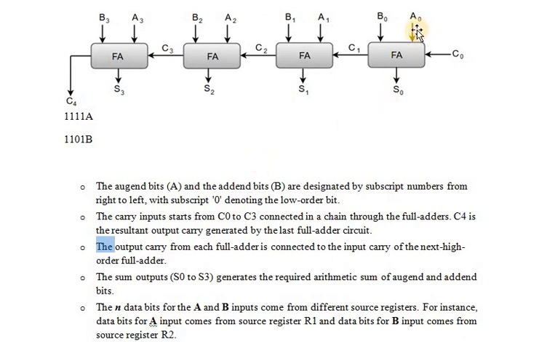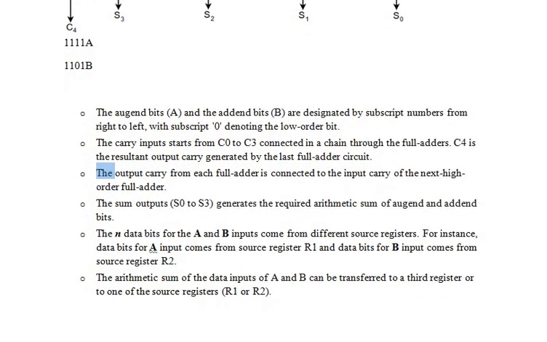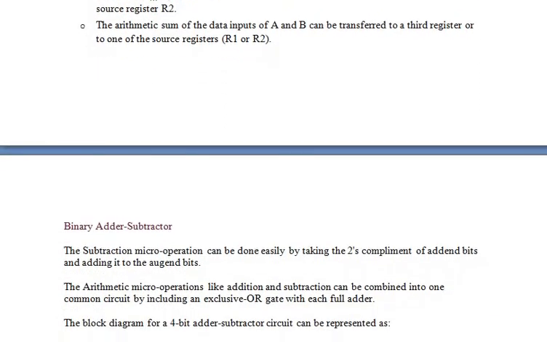So here, A0 and B0 are added. The sum output will be here, and the carry will be given as input to the next full adder. Similarly, all the full adders perform. So this is the binary adder. Now we will go to the binary adder and subtractor.